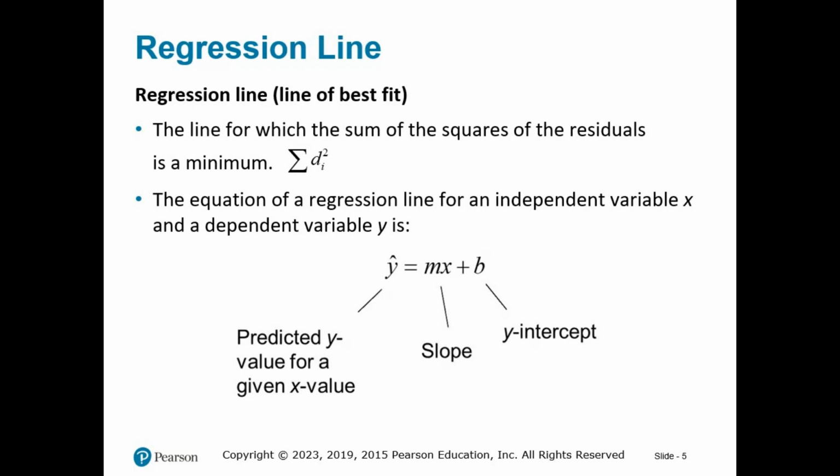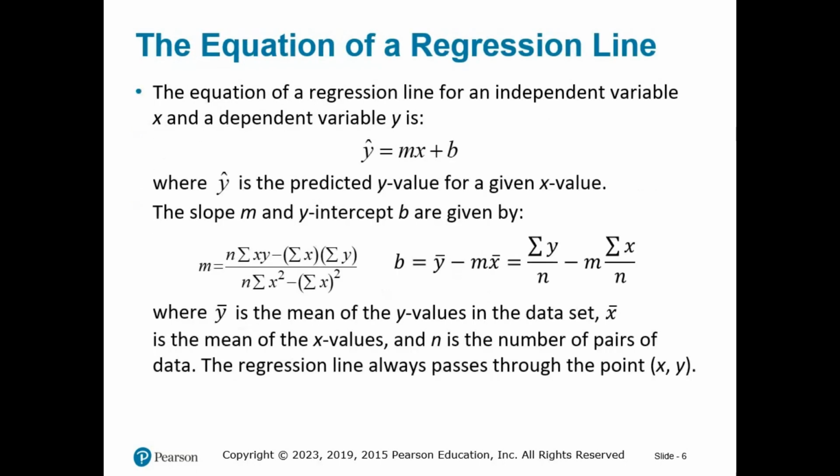The equation of a regression line for an independent variable x and a dependent variable y is y hat equals mx plus b. The components of this equation, the slope and the y-intercept, are found with these pretty complex formulas, but we'll take them in bite-sized chunks. y bar is the mean of the y values in the data set, x bar is the mean of the x values, and n is the number of pairs of data.